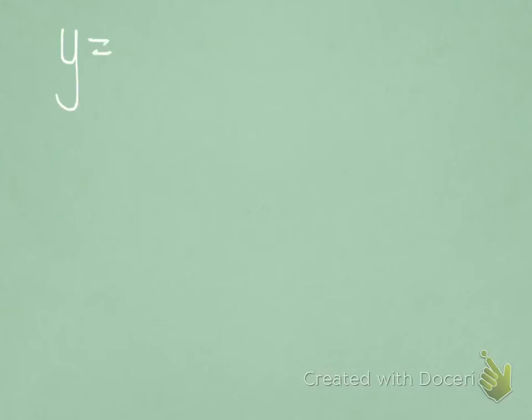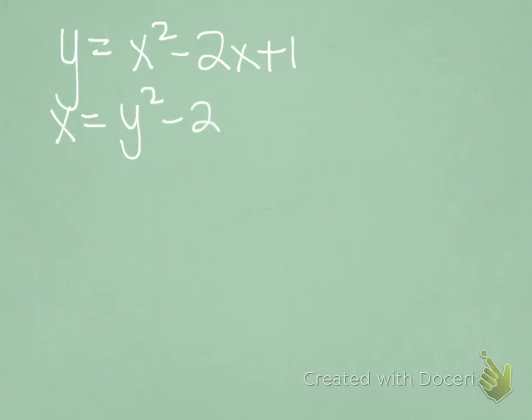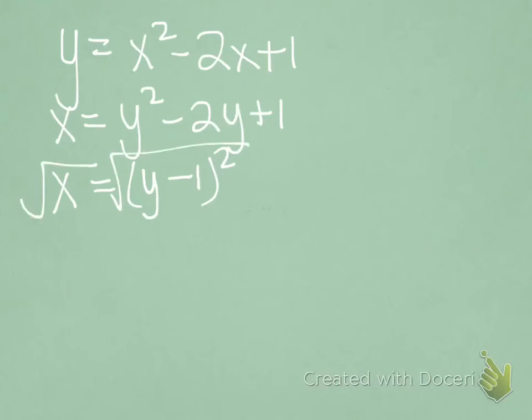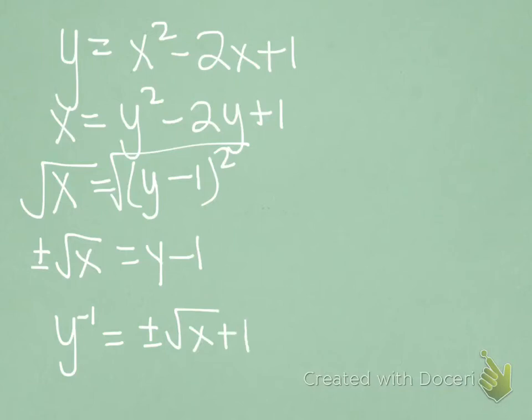Alright, so if I give you y equals x squared minus 2x plus 1, I'm going to switch the x and y. So in this case we have two y's, and this can factor, so you have x equals y minus 1 squared. So I'm going to take the square root of both sides, and I actually get plus or minus square root x equals y minus 1. So my inverse is y equals plus or minus square root x plus 1.